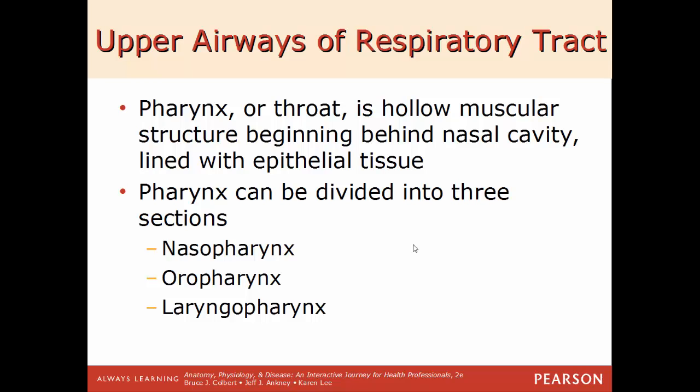Now, the pharynx, or throat, is a hollow muscular structure beginning just behind the nasal cavity, and it's lined with epithelial tissue. It's divided into three sections: nasopharynx, oropharynx, and laryngopharynx. The prefix of each one of these tells you where they're located. The naso is always a reference to the nose. Oro is always a reference to the oral cavity or the mouth. And laryngo is always a reference to the larynx.